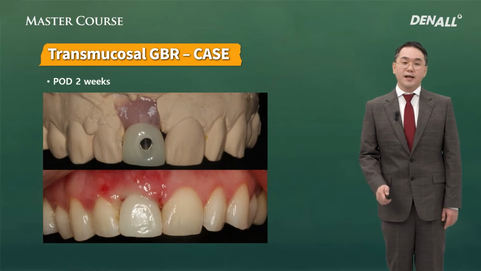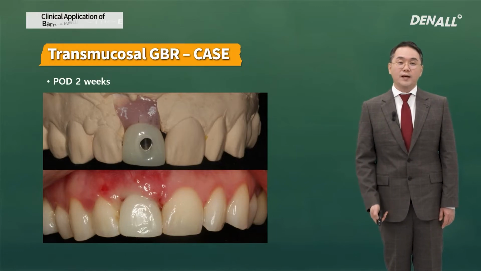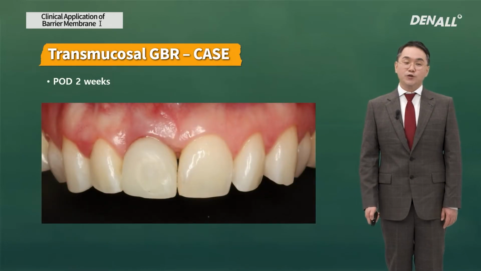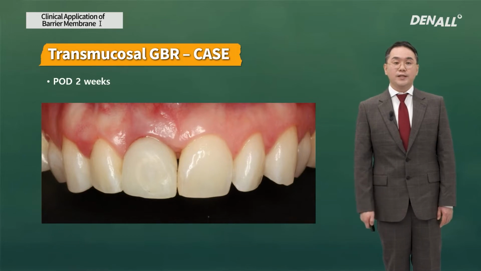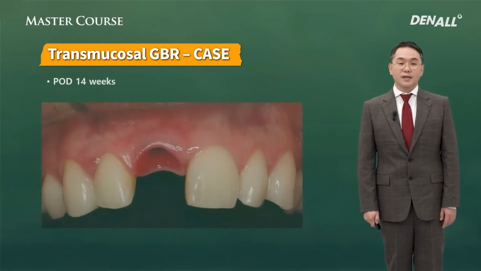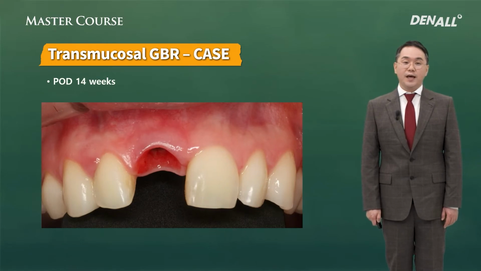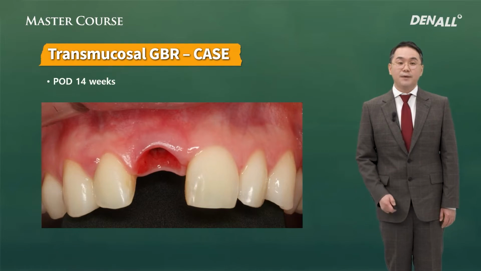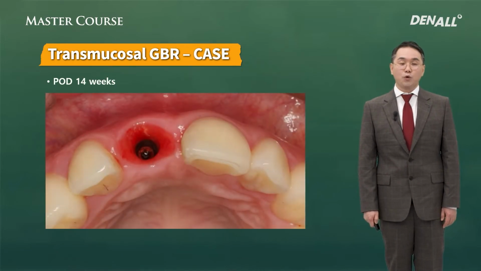So we try to make the cervical gingival contour more aesthetic. The stitch out was done post-op 2 weeks. The screw retained provisional crown fabricated in a lab is connected. Post-op 14 weeks, before the final prosthesis delivery, you can see the contour of the gingiva is very good. A closer view of gingiva contour.